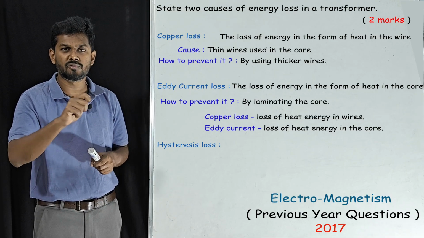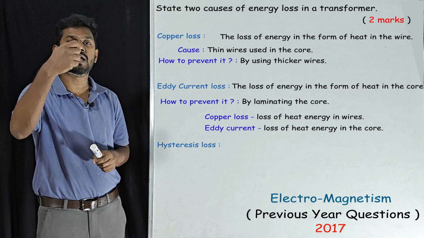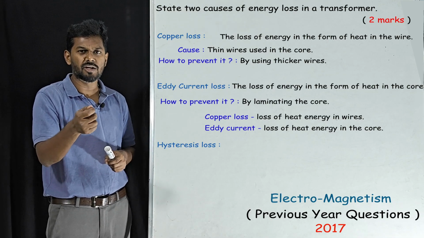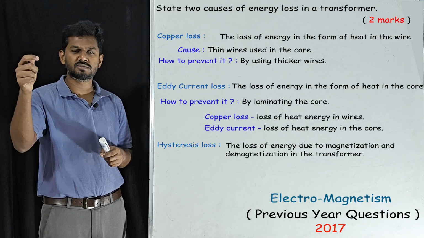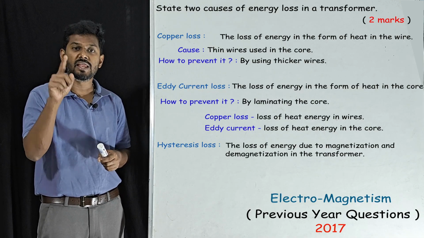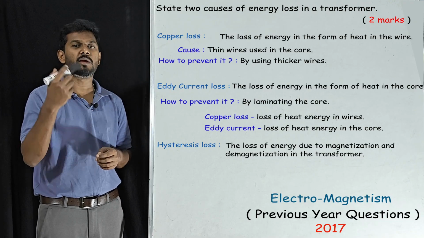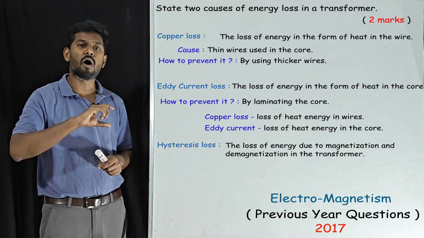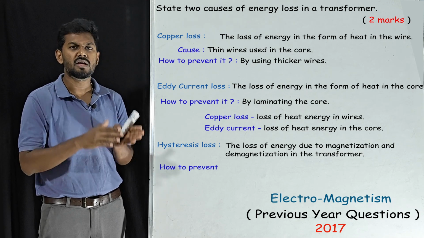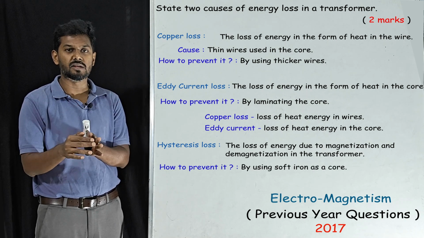So whenever it moves forward, the core is magnetized. Whenever it goes back, it is demagnetized. Whenever we do that magnetization and demagnetization, energy will be lost. This type of loss we call hysteresis loss. So how to prevent it? By using soft iron as a core.